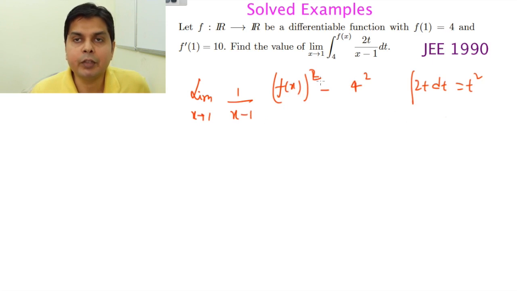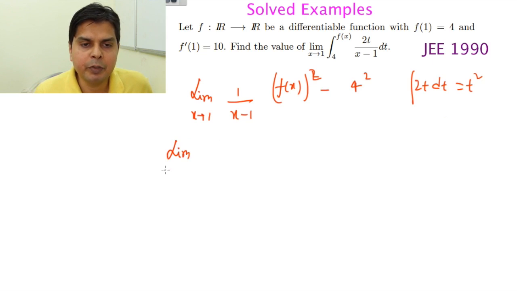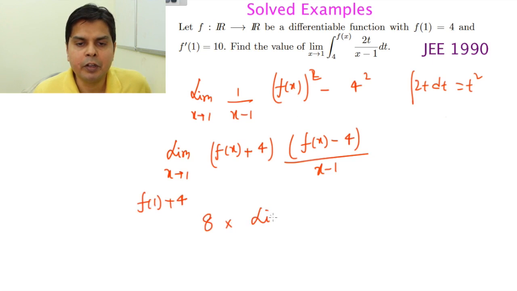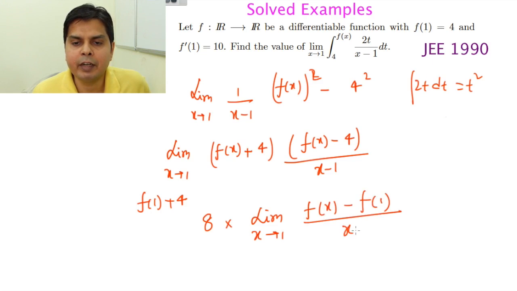Using the formula a square minus b square equals a plus b into a minus b, I can write this as limit x tends to 1 of f(x) plus 4 into f(x) minus 4, divided by x minus 1. Now this f(x) plus 4, when x tends to 1, will become f(1) plus 4. What is f(1)? f(1) is 4, so this will become 4 plus 4, 8. So it will become 8 into limit x tends to 1 of f(x) minus f(1), because 4 is f(1), divided by x minus 1.